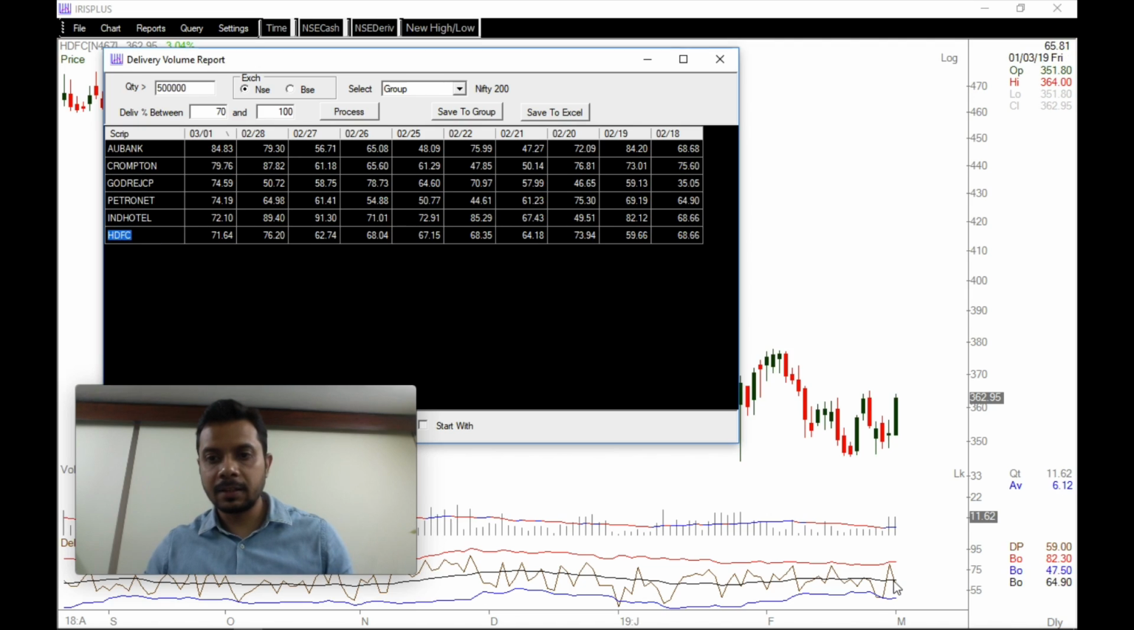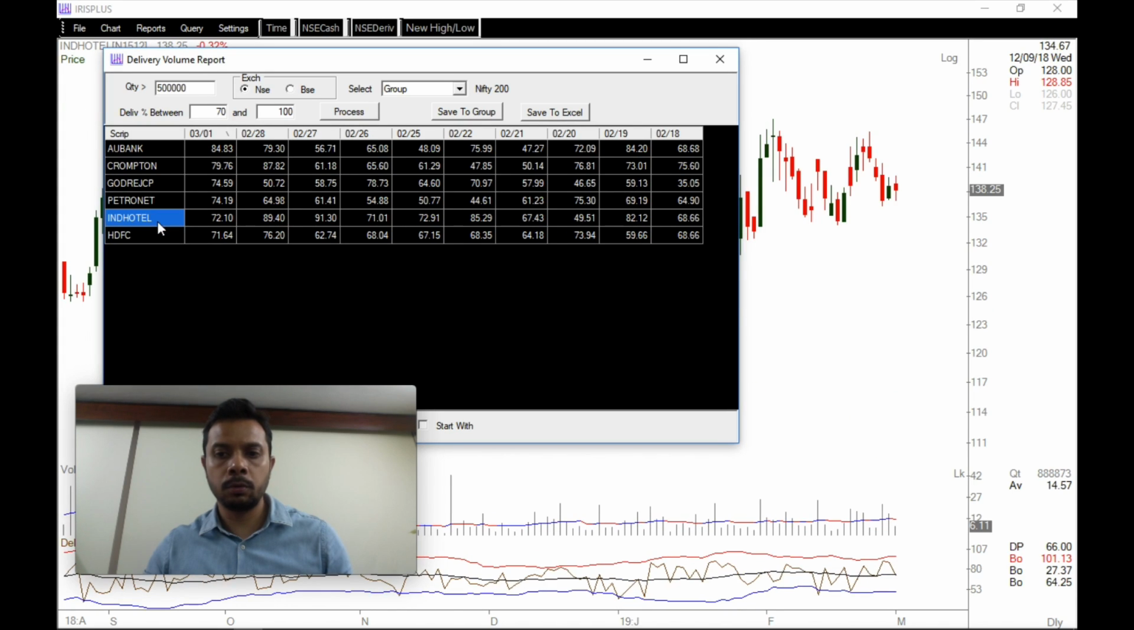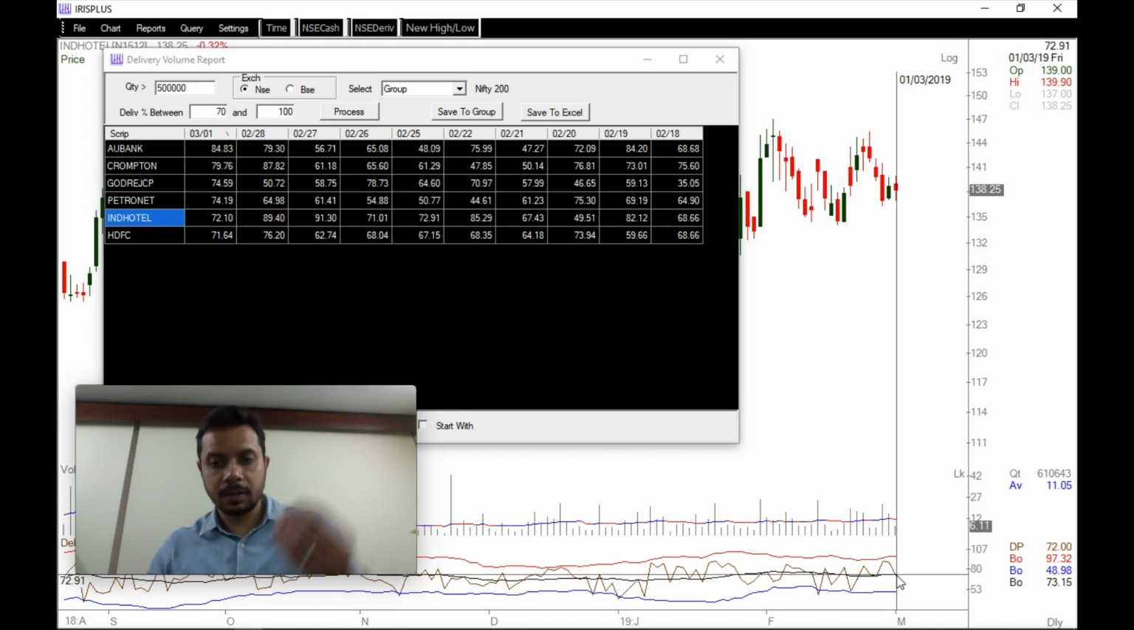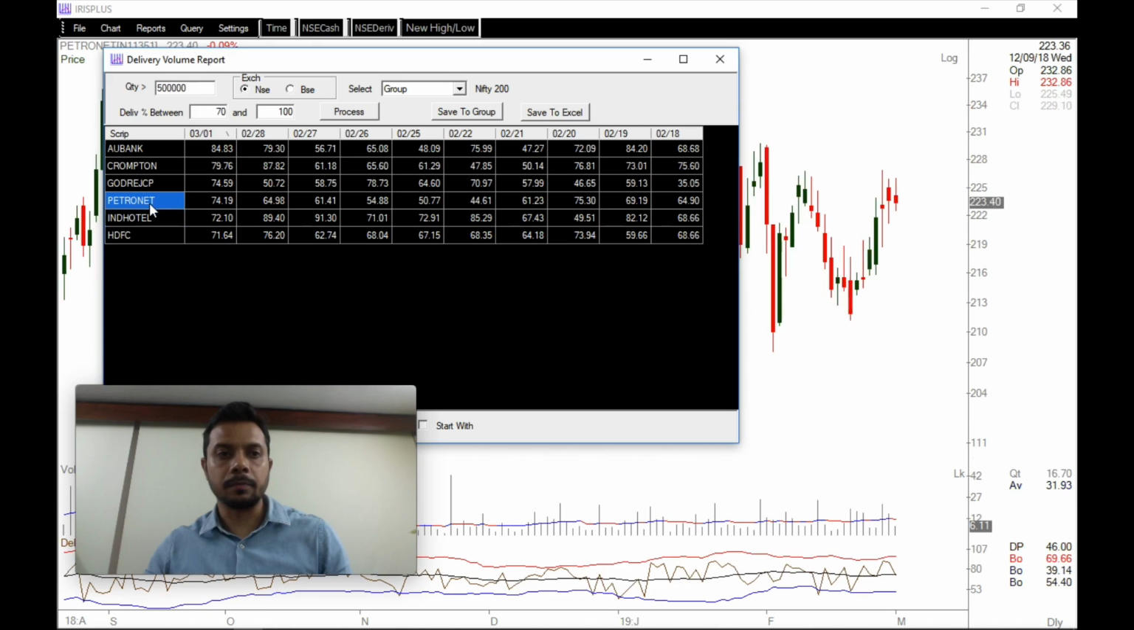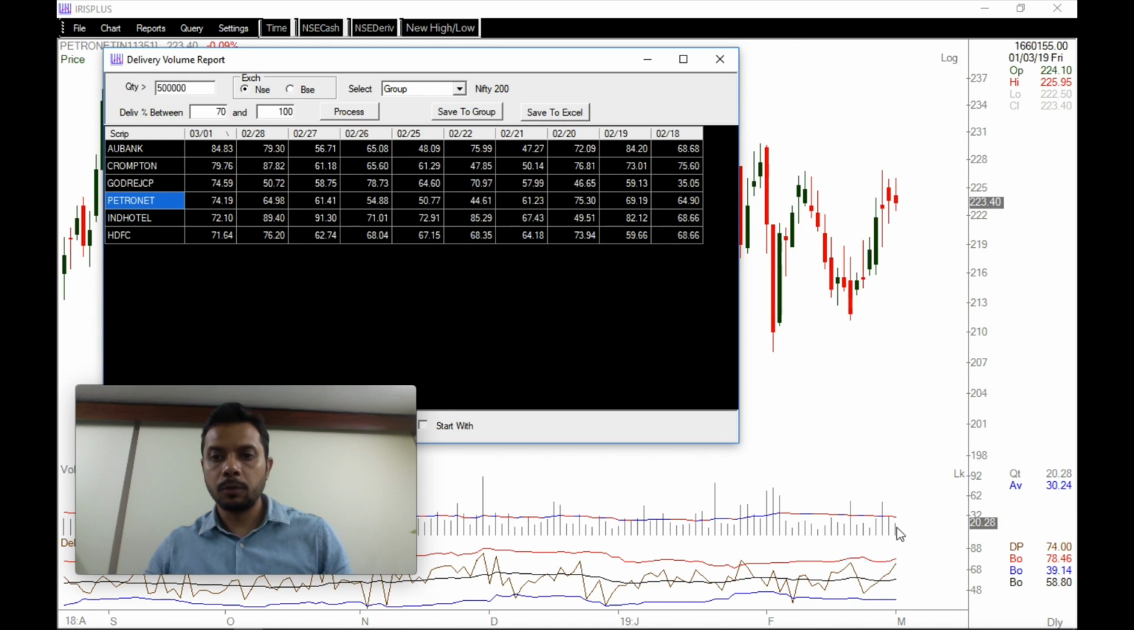So I can check HDFC, delivery percentage over here is essentially coming off. It's not shooting up that much, though the number is on the higher side. Over here I see Indian Hotel, the delivery percentage is 72%. It's coming off. It's at the average. Volumes are not that great. I'm not interested. Petronet, volumes are not that great. It's in an uptrend. It's been moving up. It's close to resistance. Not interested.